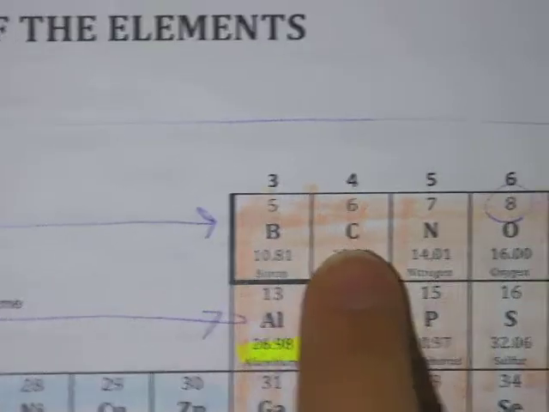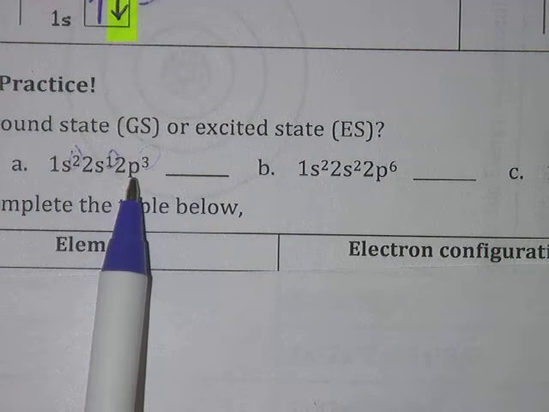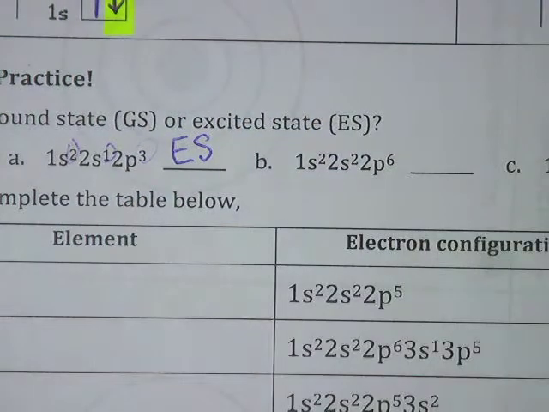And you could be like, okay, well, carbon is in the 2p section, but it should only be 2p2. And this would have carbon at 2p3. So this must be excited state. That is a way to answer this question. It's not really the fastest way, but it is a way.